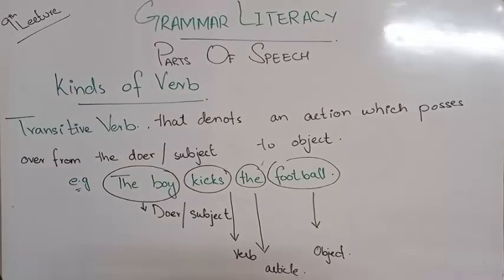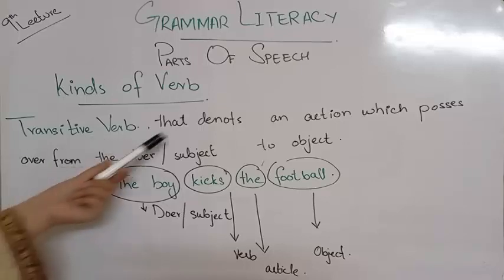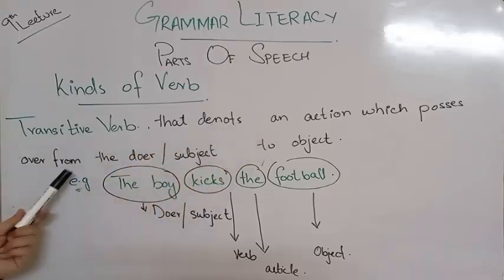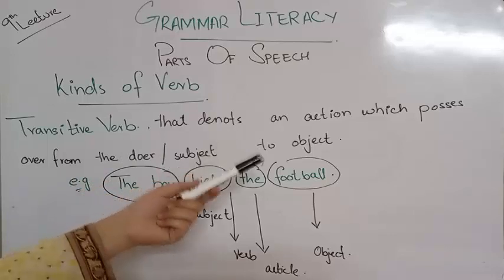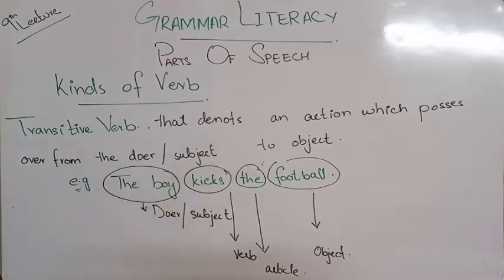Alright, now we have the kinds of verb. What are the kinds of verb? The first one is the transitive verb. Now look at the transitive verb. That denotes an action which passes over from the doer or the subject to the object. When we have a subject that is doing some action related to some object, or which depends on some object, or doing some action with respect to an object, it is called a transitive verb. These are called transitive verbs.